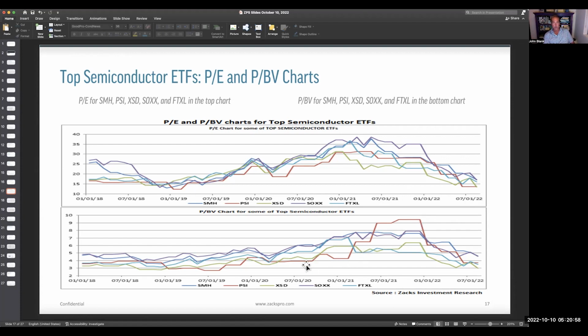But again, if you just wanted to stay with the lower volatility one, that is clearly XSD once again, because they've done their portfolio weightings much more diversified across all kinds of stocks.